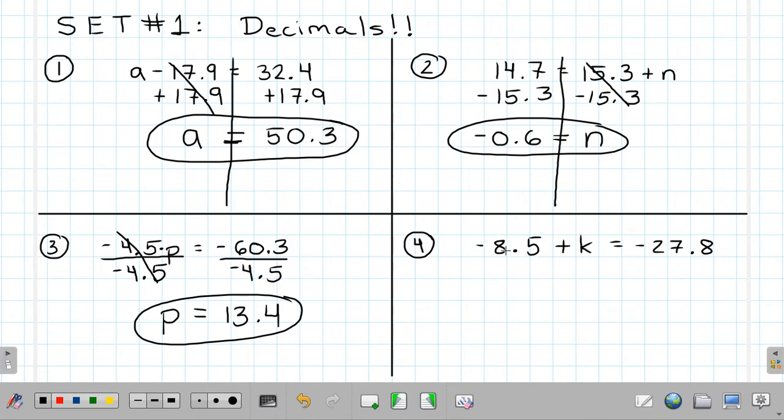In this case, negative 8.5 plus k is equal to negative 27.8. And once again, the whole goal is we want this k by itself. So since we have a negative 8.5 here, we can simply add 8.5 to make this 0. So we have 0 plus k, which just gives us on this side the k. But once again, if we add 8.5 to this side, we've got to add 8.5 to the right. And once again, that's a little tougher considering we also have a negative decimal here. But when we add this together, just a little arithmetic, we get negative 19.3.